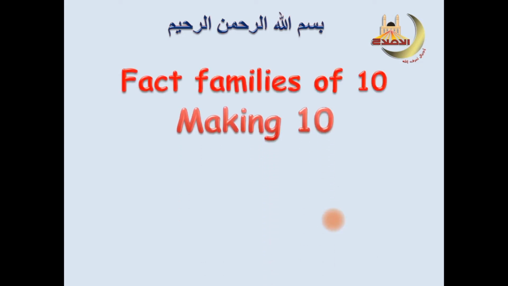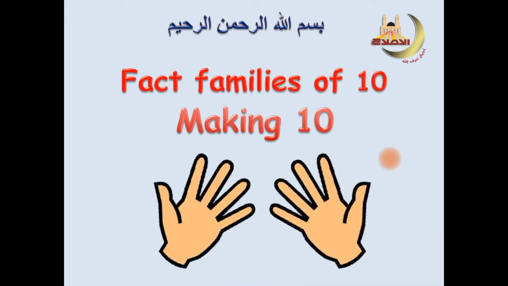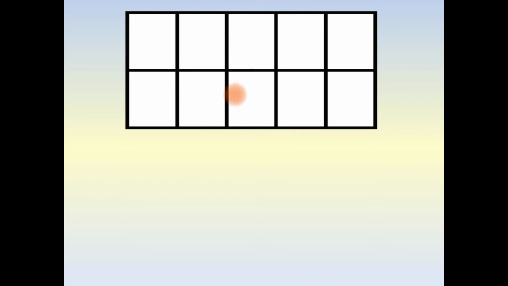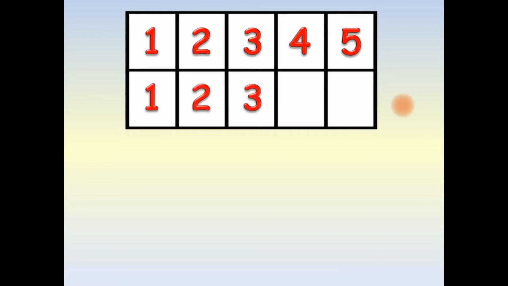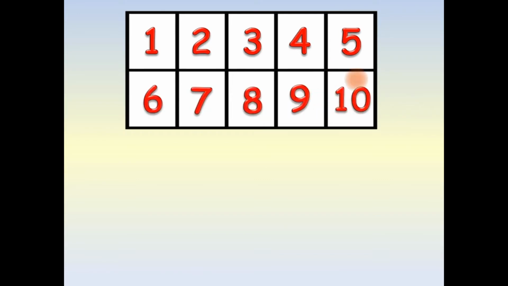Today we are going to learn how to write the fact families of 10. So, how to make 10. Observe the following table. In this table we have 2 rows and 5 columns. If we count the boxes in the first row, we will find 5 boxes. And if we count the number of boxes in the second row, we will find also 5 boxes. So, the total number of boxes is 10.